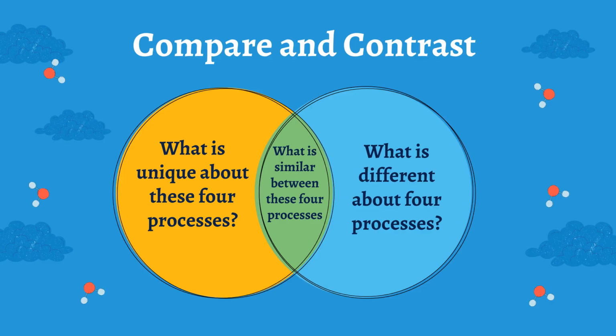Furthermore, here's another activity you can feel free to do. Compare and contrast. In this activity, you have a Venn diagram presented in front of you. In each part of the Venn diagram, there's 2 questions. The first is, what is unique about these 4 processes? And the second one is, what is different about these 4 processes? Now, something that combines those 2 questions together is the question in between the Venn diagram that says, what is similar between these 4 processes?